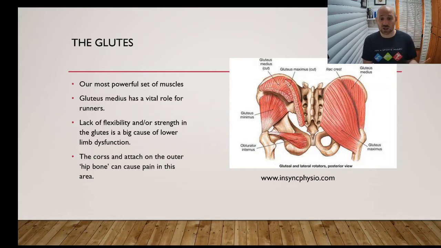So they attach onto the outer hip bone, what we might term the hip bone. So we've got what we call a greater trochanter on the outside here, and you can see these glute muscles come in and attach onto the outside. So a lot of the time, if we're getting that pain on the outside of the hip, it might be these muscles that we want to be investigating.